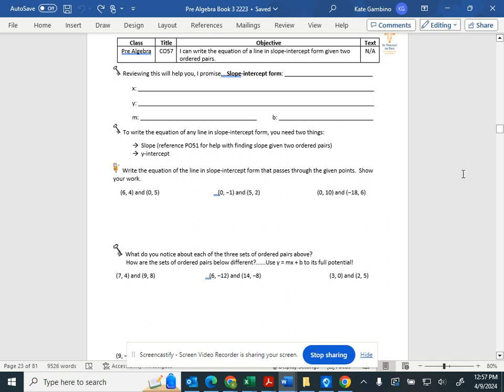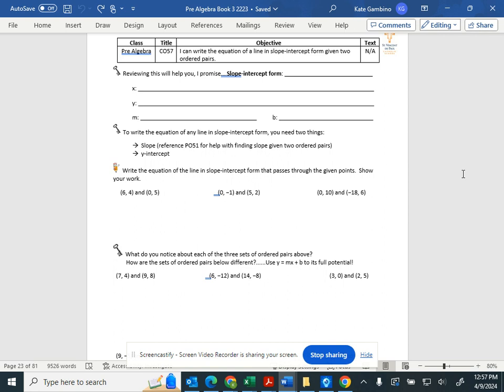Good afternoon. Today we are continuing with our slope-intercept form, and we will learn how to write the equation of a line in slope-intercept form given two ordered pairs. So the last objective, we had the standard form, and we had to rework it using opposite operations to find that slope-intercept. Now we are doing the slope-intercept form from two ordered pairs.